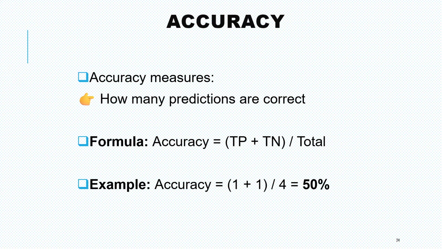Two. You are correct. So the formula is this. Accuracy is equal to true positive plus true negative over the total number of outcomes. What is the total number? 4.